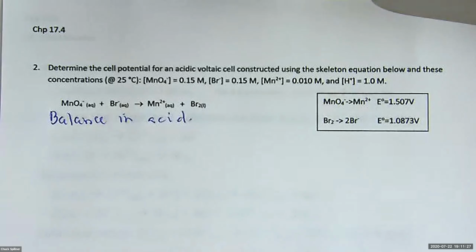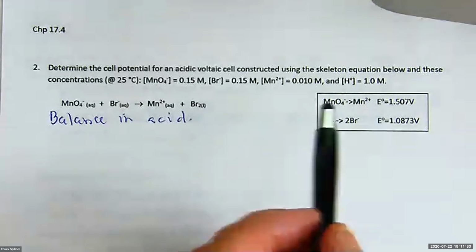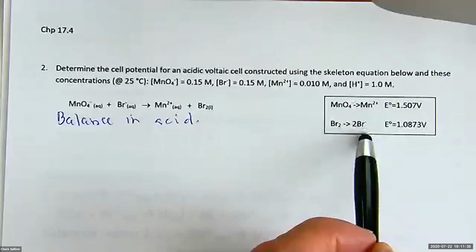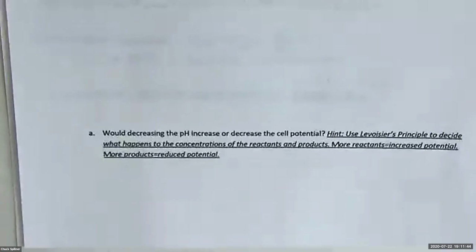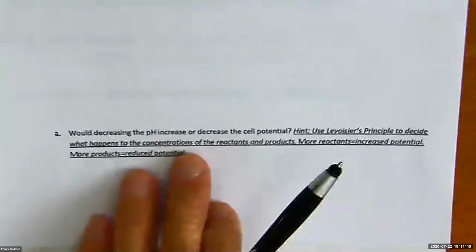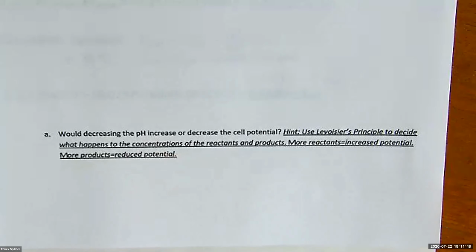So give that a shot. Calculate the E cell for that. Your standard cell potentials for these two half reactions are over here on the right, so you don't have to look them up. The last question at the bottom said, what would happen if you decrease the pH? Would decreasing the pH increase or decrease the cell potential?